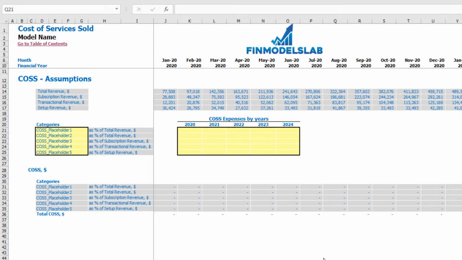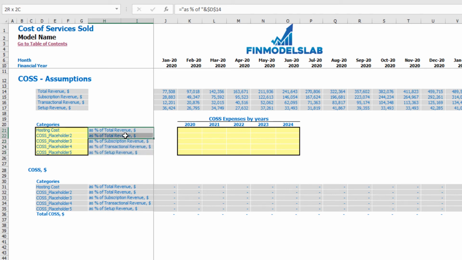On the cost of services sold tab, you can input up to 5 line items with the calculation of cost of services sold. So here you have 5 placeholders. Let's say for the placeholder 1, it can be hosting cost. Also, you have up to 5 different categories of how you would like to forecast your cost of services sold.